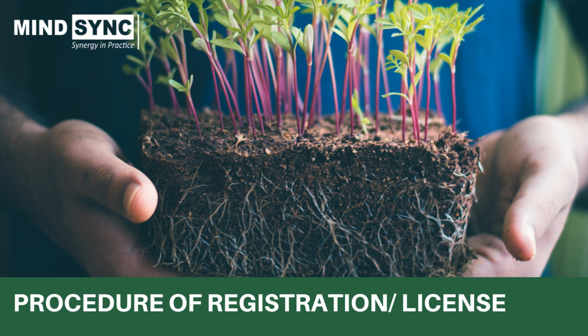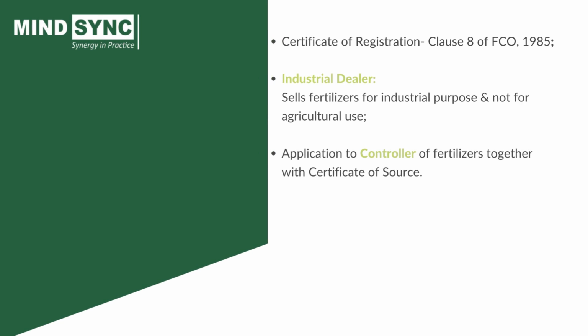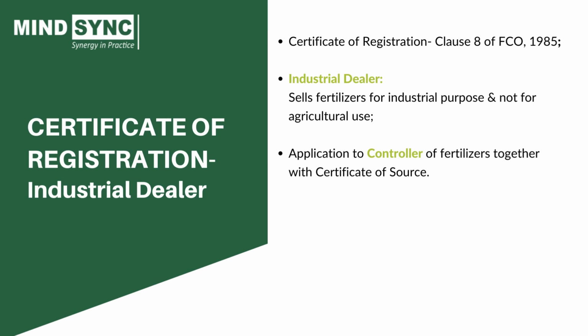Let me just take you through the procedure for obtaining registration and license. A certificate of registration is issued under Clause 8 of the Fertilizer Control Order, 1985. Every person intending to sell or offer for sale or carrying on the business of selling fertilizer as an industrial dealer shall obtain a certificate of registration from the controller of fertilizer by making an application together with a certificate of source. Industrial dealers are those who sell fertilizer for industrial purpose only.